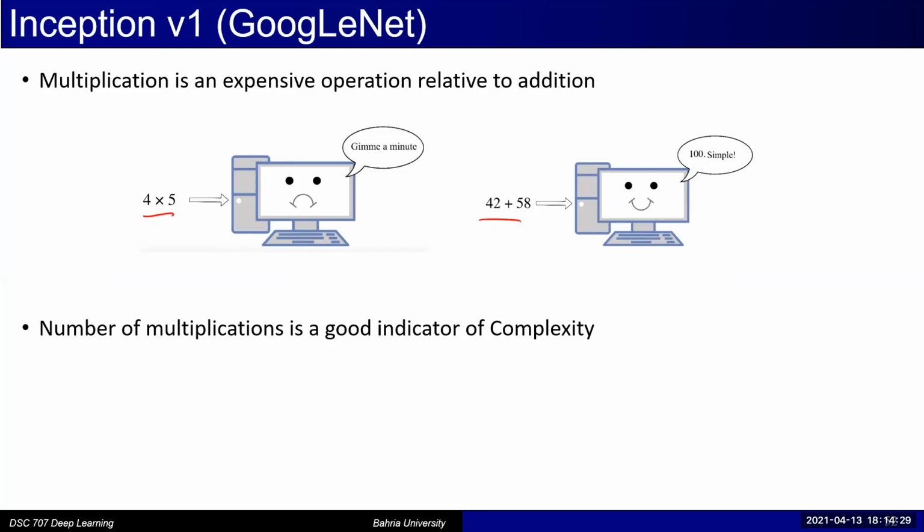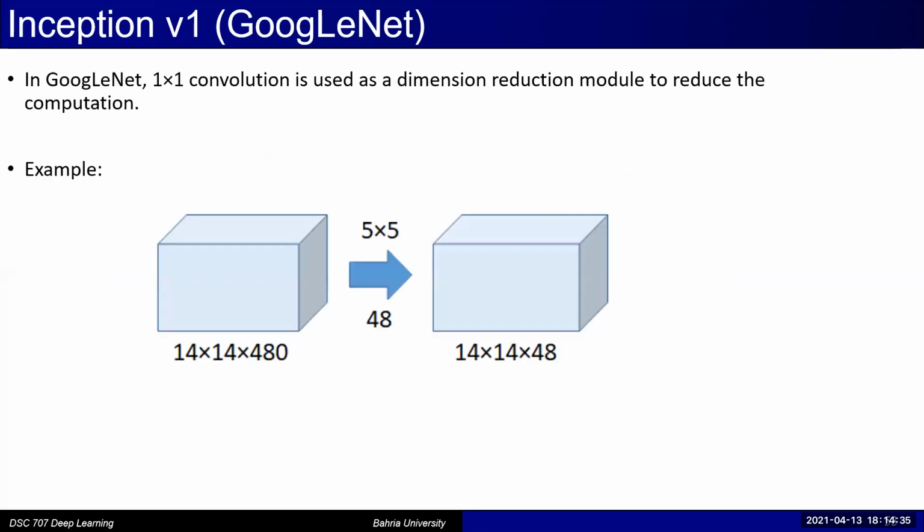Our objective is that if we can reduce the number of multiplications, that means we can reduce the computational complexity, because this is the most critical operation. Okay, so now let's see an example of how we can exploit 1 by 1 convolution to reduce the computation, or in other words, to reduce the number of multiplications. Please follow this discussion carefully because this is important.